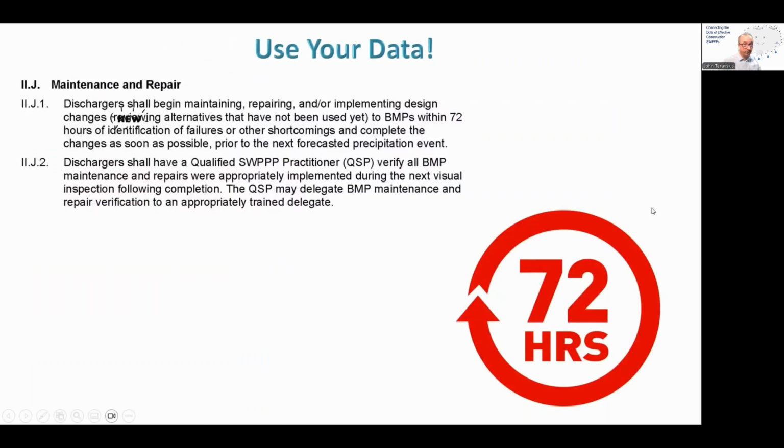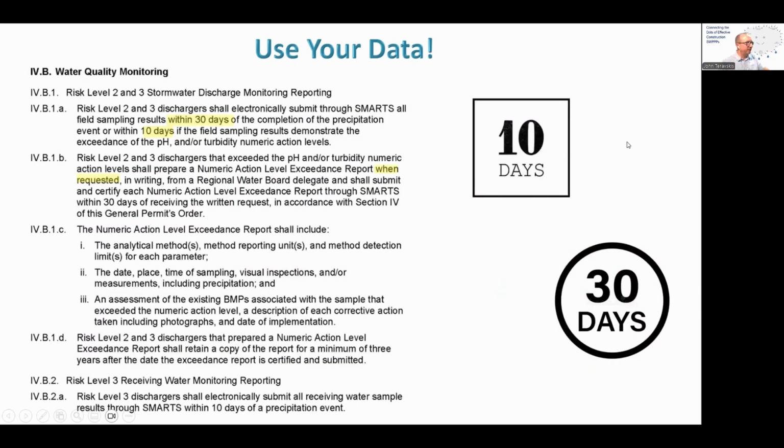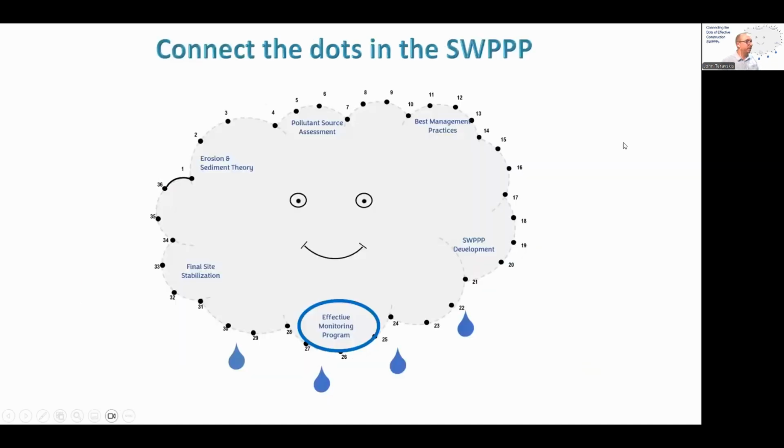And then, of course, use your data, use it. 72 hours. If you have an NAL exceedance, you got 72 hours to begin corrective action and then complete as soon as possible. And then there's reporting requirements. Now in the new permit, you got to upload that data every 30 days, regardless if you've had an NAL exceedance or not. And then if you've had an NAL exceedance, you got to upload it in 10 days. But make sure you're looking at it and using it.